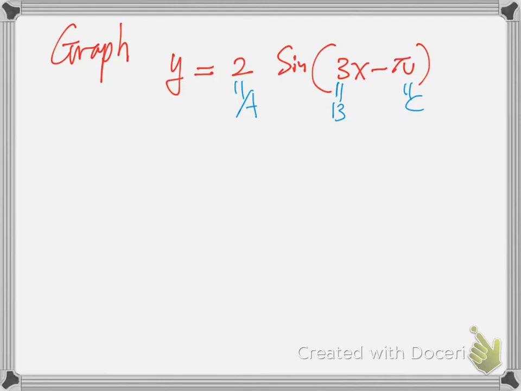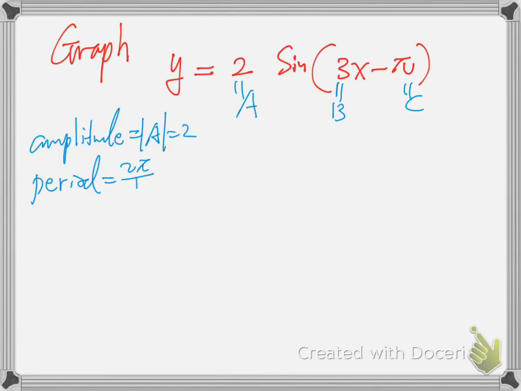First, the amplitude is the absolute value of A, so it's 2. And then the period of the graph is 2 pi over B. You have to remember the formula, so it's 2 pi over 3. That's the period of the graph.